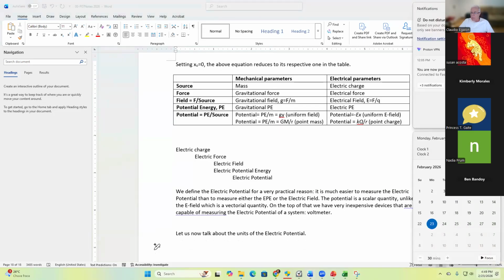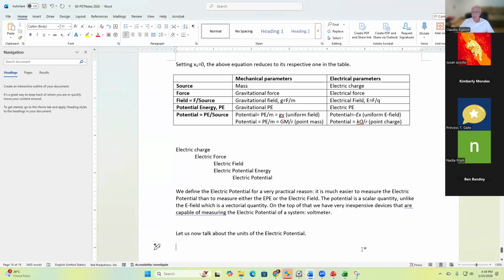It's time for our break, right? It looks like it's 49, yeah, let's take another break before we start talking about the electric potential. Break, 11:50 a.m. to 12:05 p.m. Let's do it this way. Okay.